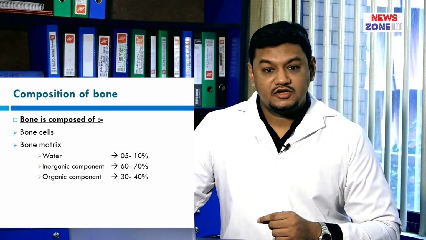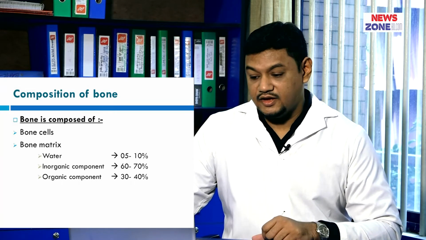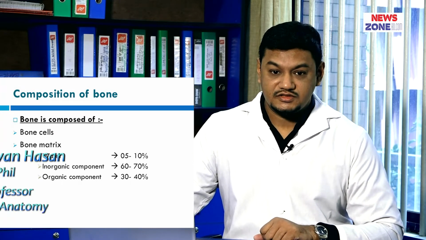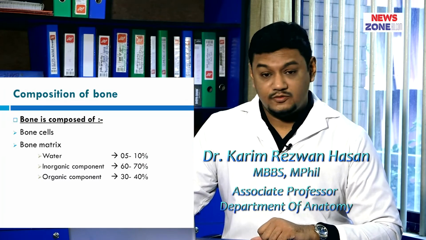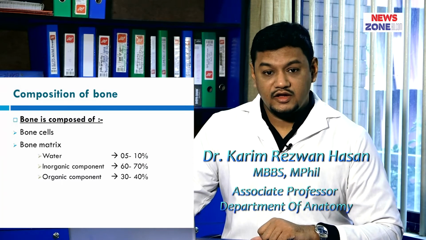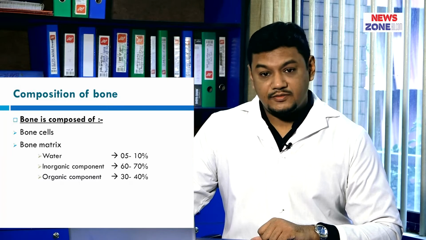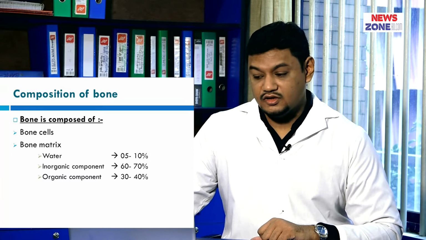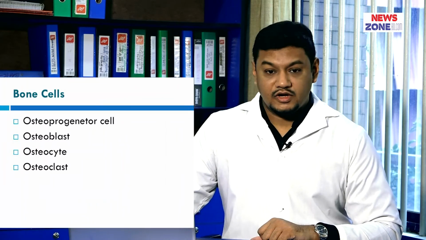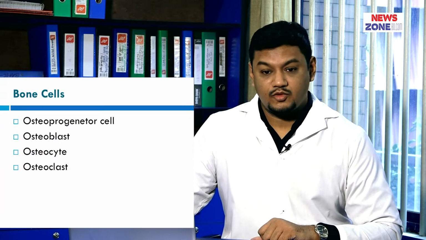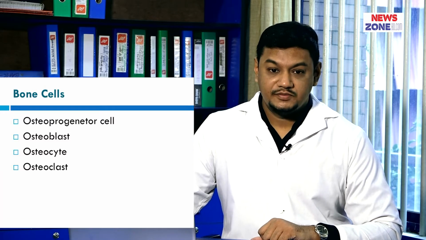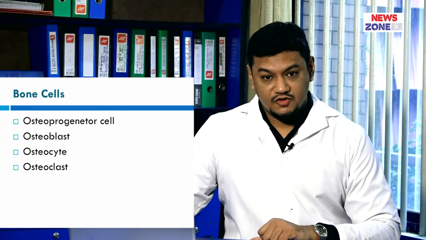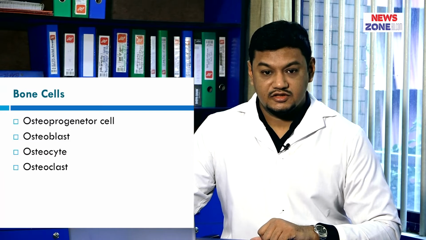First of all, bone is composed of bone cells, and then it is composed of bone matrix. In the bone matrix, we can see it is having water, which is 5 to 10%, then inorganic component, which is 60 to 70%, and the organic component, which is 30 to 40%. Now, what are the bone cells? There are certain type of bone cells, but we can say there are 4 major type of bone cells: osteoprogenitor cell, osteoblast, osteocyte, and osteoclast.